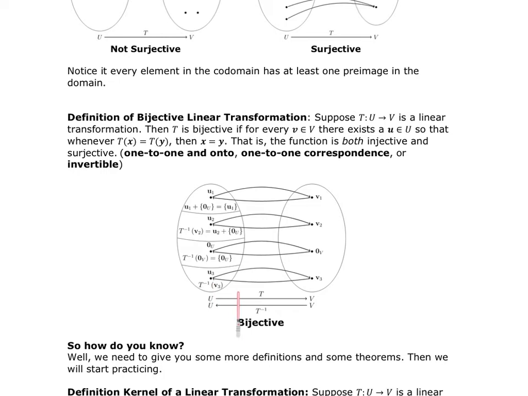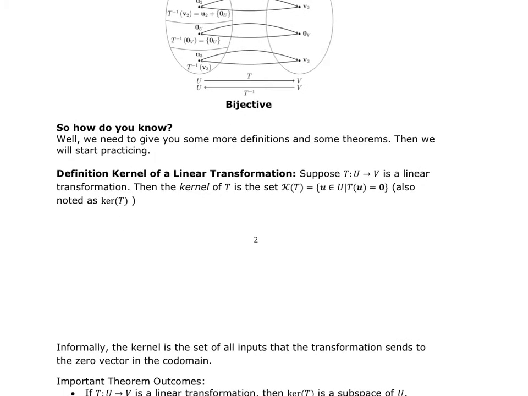So here's an example of a bijective linear transformation. I have u1 going to v1, and then it gets mapped back. u2 goes to v2, and it gets mapped back. The zero element gets mapped back. If we're asked to determine whether or not our linear transformation is surjective, bijective, or injective, then we have to give you some more theorems and definitions, and then we're going to do some practice problems.